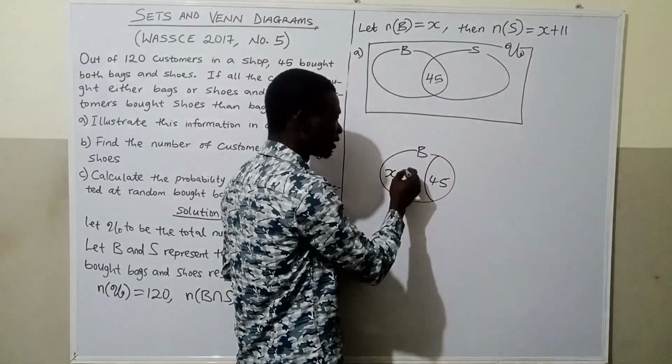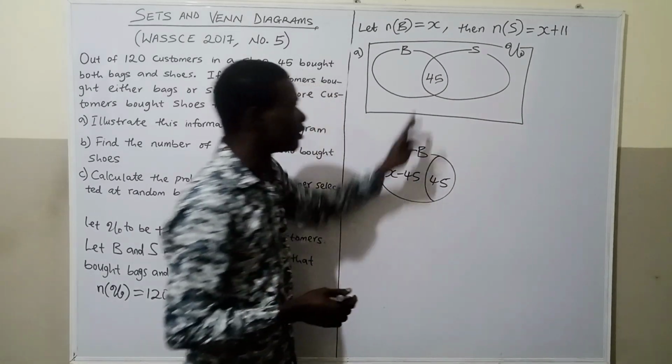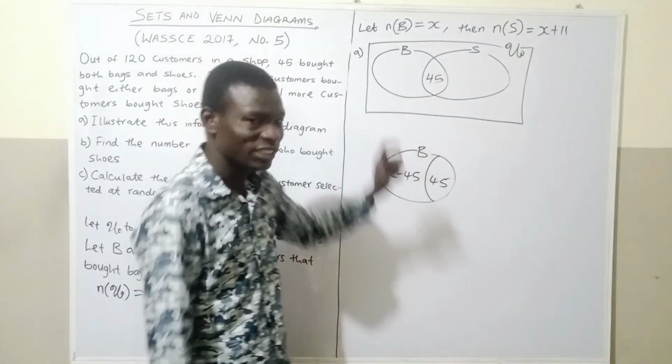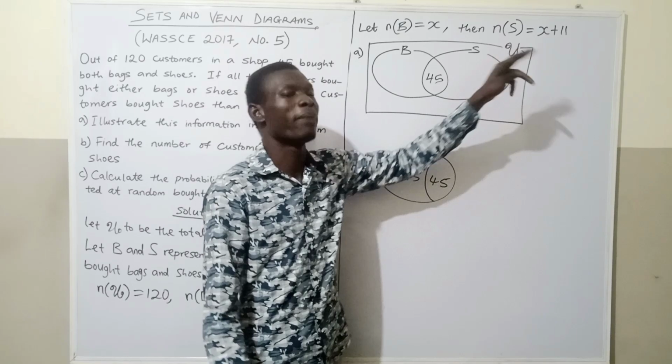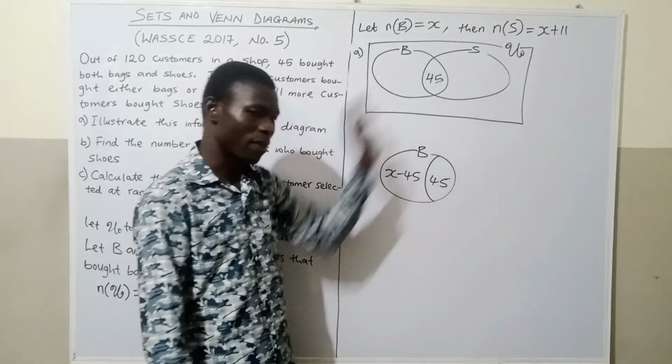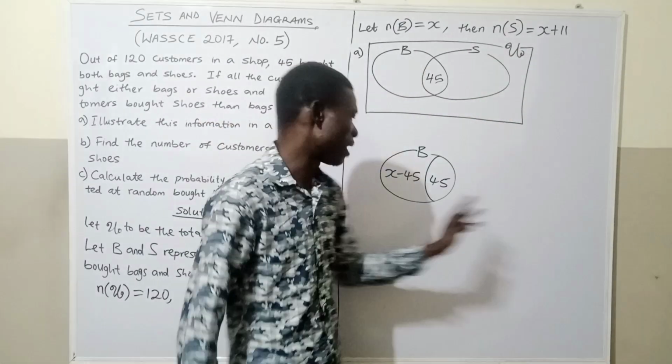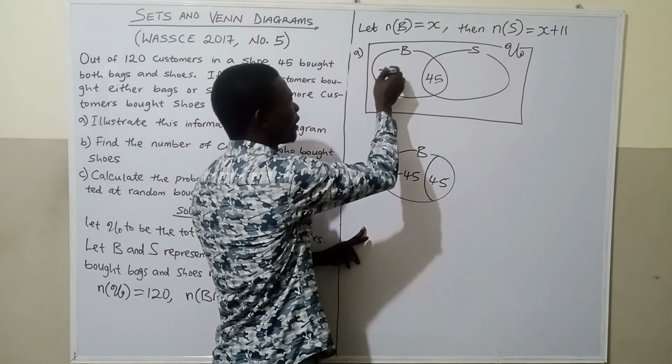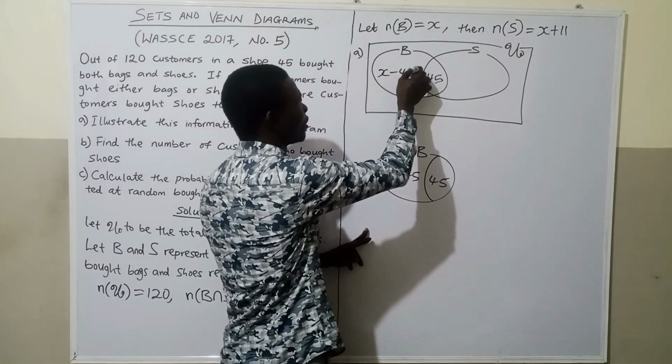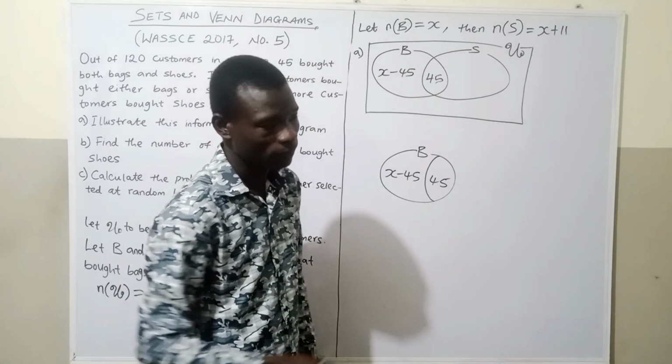Those that bought bags only. That means they bought bags, but they did not buy any shoe. How many are they? There will now be X minus 45. Those are the customers that bought bags only.